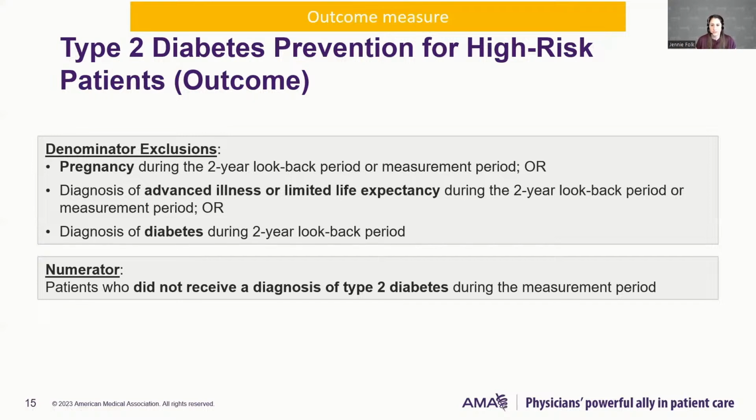There are 3 exclusions, all similar to the previous measures' exclusions: pregnancy, a diagnosis of advanced illness or limited life expectancy, or a diagnosis of diabetes during the 2-year look-back period. The numerator is made up of patients from the denominator who did not receive a type 2 diabetes diagnosis during the measurement period.